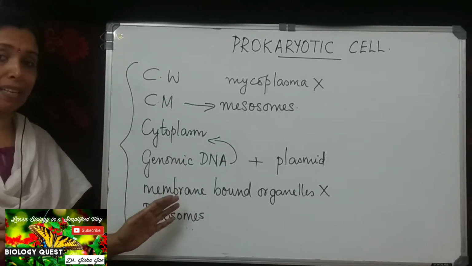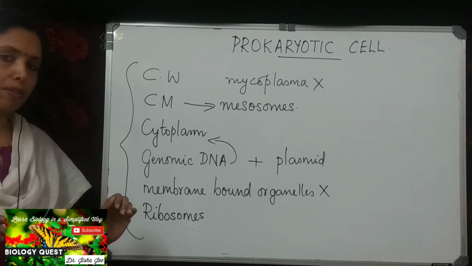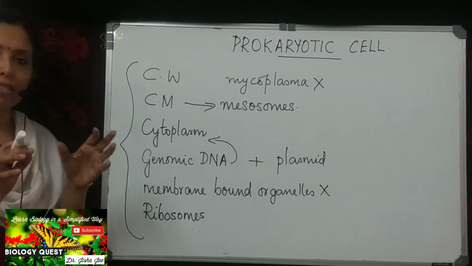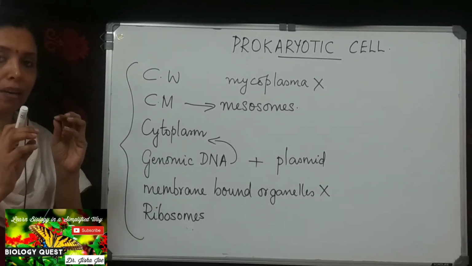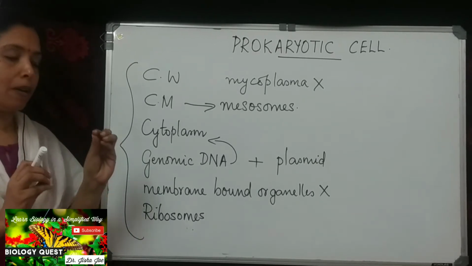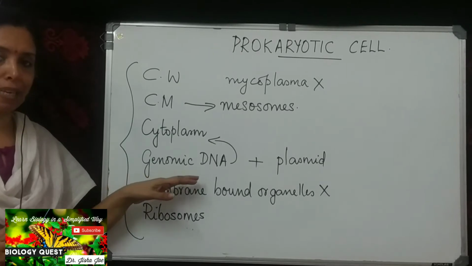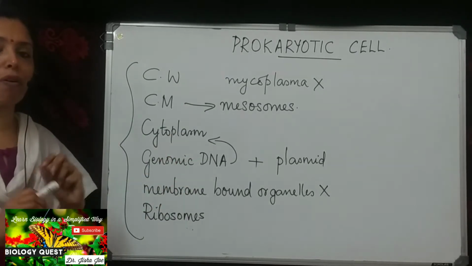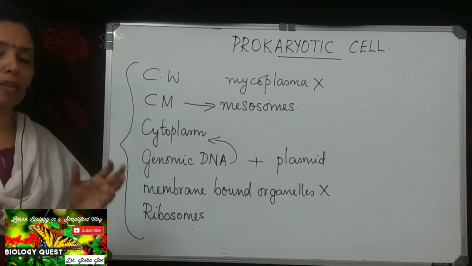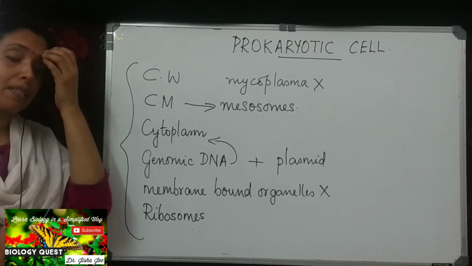Membrane-bound organelles are absent in prokaryotes. The DNA is not present within a nucleus. It is seen inside the cytoplasm. That is, the genomic DNA, which is the DNA that contains all the genes, is a single circular DNA that is present in the cytoplasm.